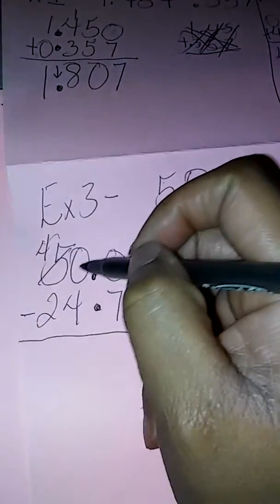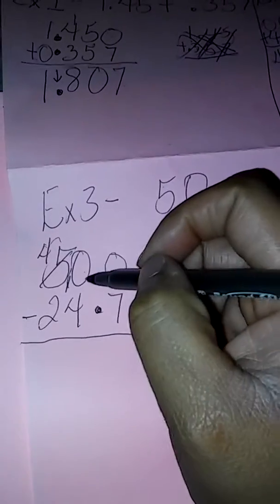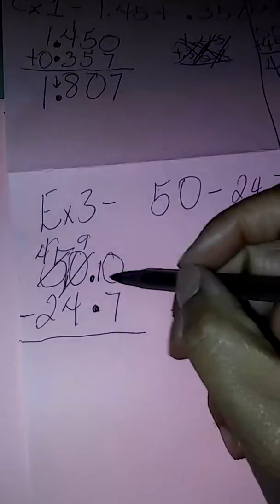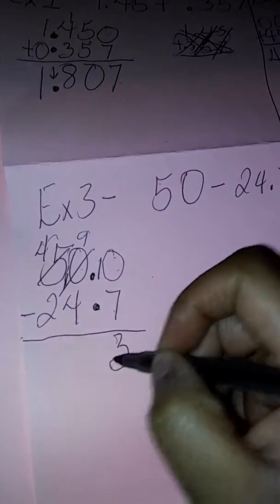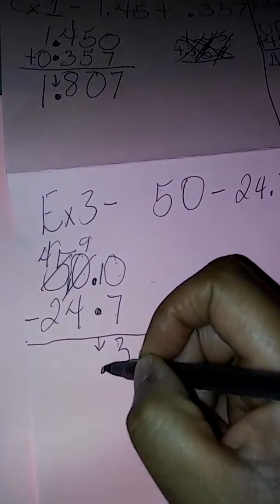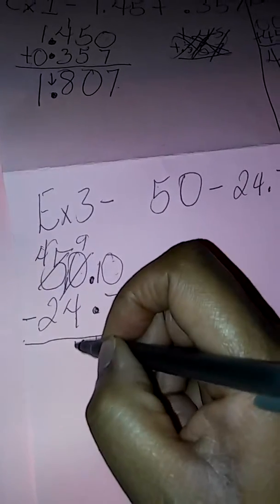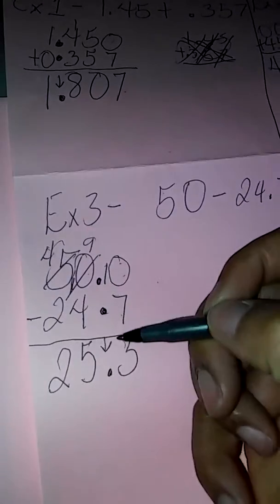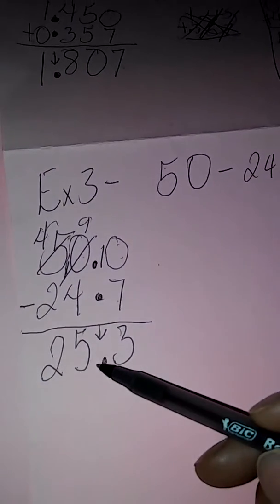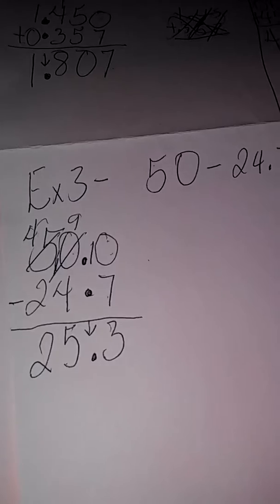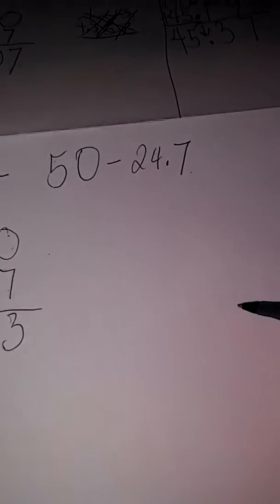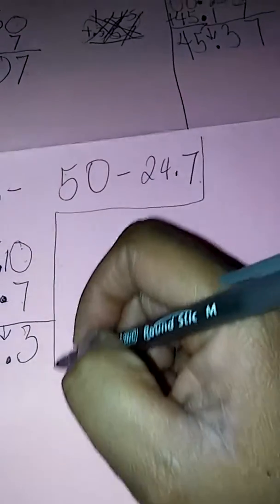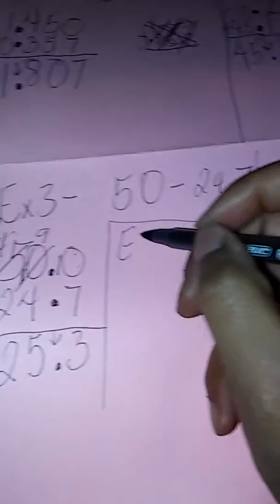Borrow 1, make that a 4, give it to him, giving him 10. He's going to give 1 to him, making that a 9, giving him 10. 10 minus 7 is 3. Bring my decimal straight down. 9 minus 4 is 5. And 4 minus 2 is 2. So my answer is 25 and 3/10. Okay, let's do another. I want to outline this right. That goes with that. Okay, so example 4.